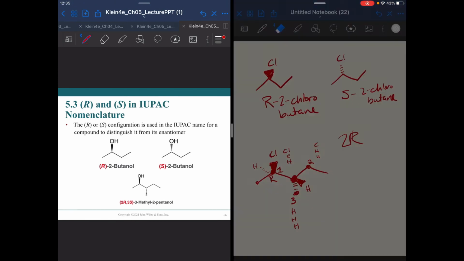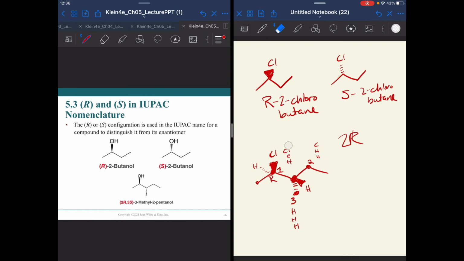So it's going to be, and let me try to do this a little bit more delicately. Once I've assigned all my priorities, don't forget that the H is fourth. 1, 2, and 3 is clockwise, but the fourth priority is coming towards us. So instead of R, 3 is S. When you have multiple chiral centers, then you have to say where they are. You don't have to say where the R is up here because there's only one chiral center. So, of course, it is the R.